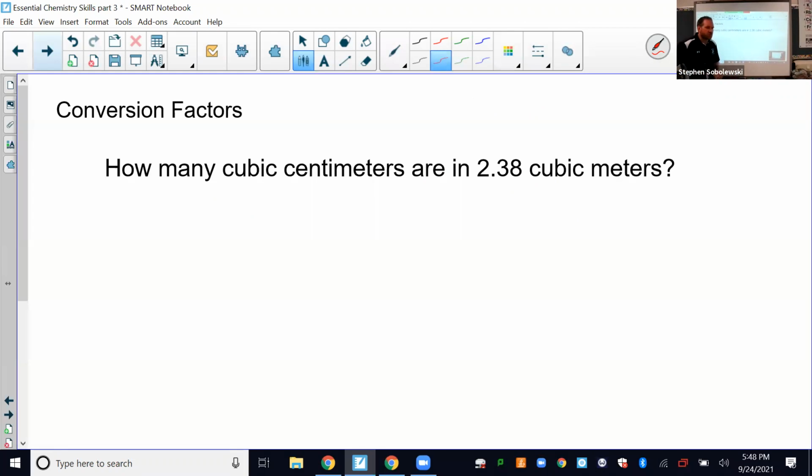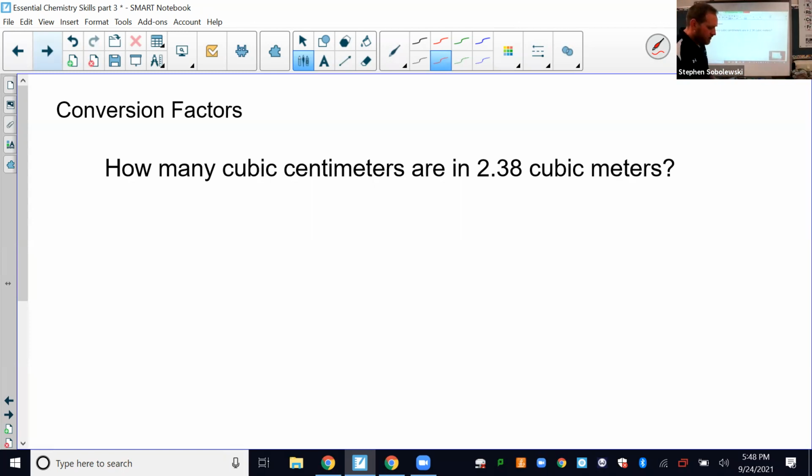There are 2 variations of these, two kind of tricky ways of showing these. What we just did are what I call linear or one-step conversions. It's not like these where we have cubic or square. In this one, it asks how many cubic centimeters are in 2.38 cubic meters.